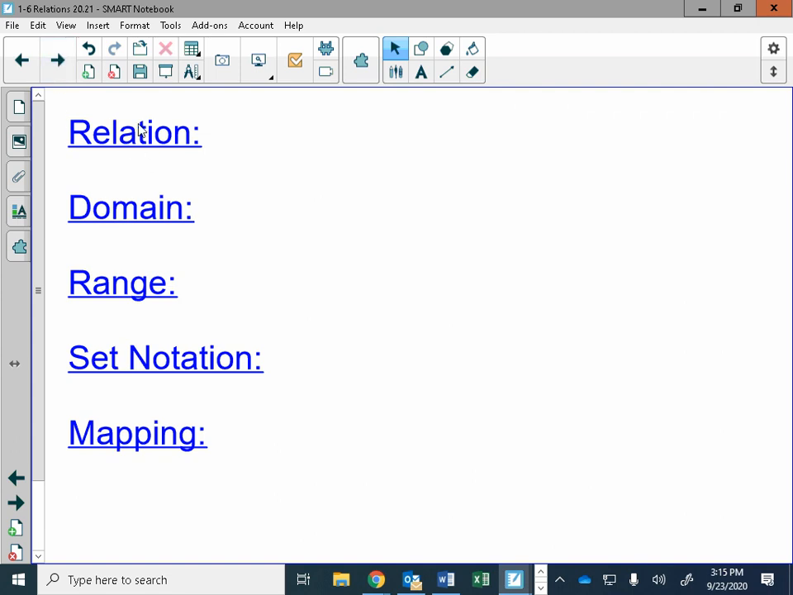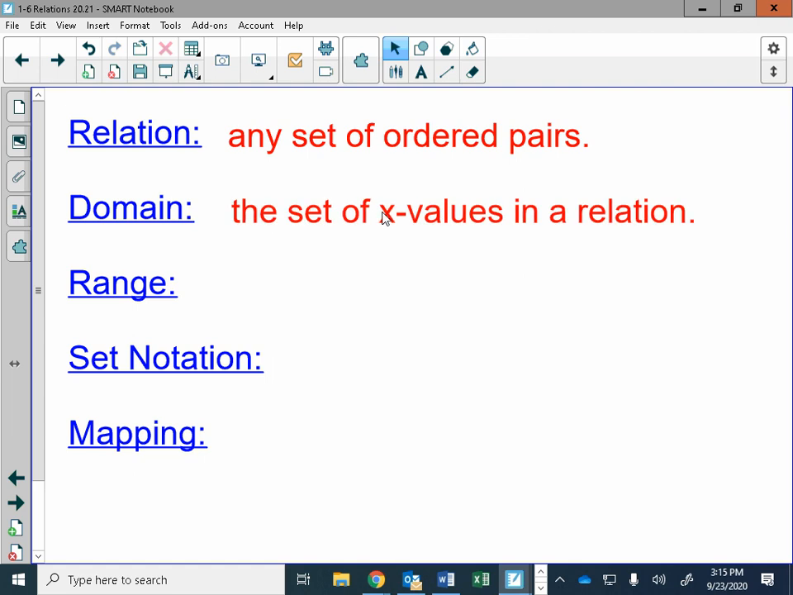Now after we reviewed that, let's talk about what we're talking about today, and that's a relation. A relation, quite simply, is any set of ordered pairs. And in that set of ordered pairs, we have a domain. The domain is the set of the x values in the relation. In each relation, we also have a range. And if the domain was a set of the x values, well, the range is going to be the set of the y values in the relation.